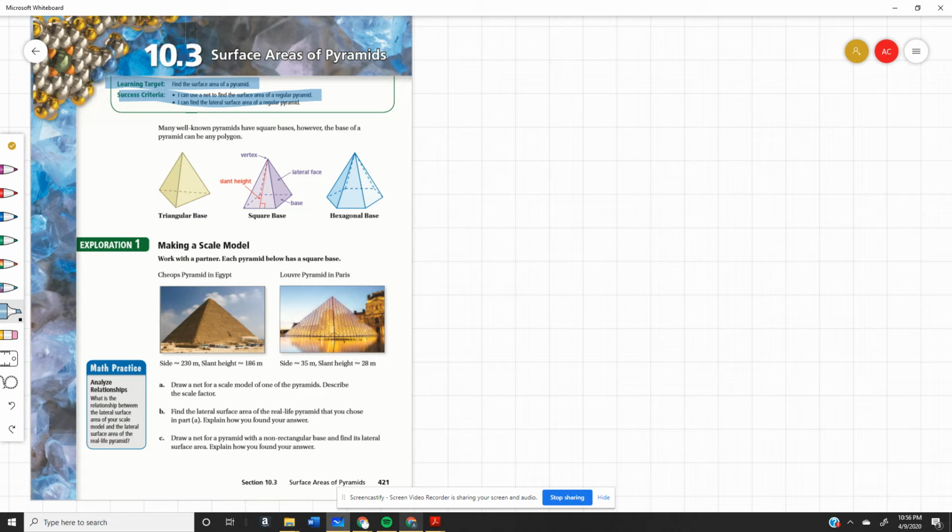What's cool about pyramids is we've all seen the traditional pyramid in Egypt, so to say, that has a square base, like this one here. But what's cool about pyramids is that the base of a pyramid can actually be any polygon. So we can have pyramids with triangular bases, square bases, hexagonal bases, octagonal bases, all kinds of bases. So pyramids are kind of cool. Let's go ahead and get started with today's lesson.